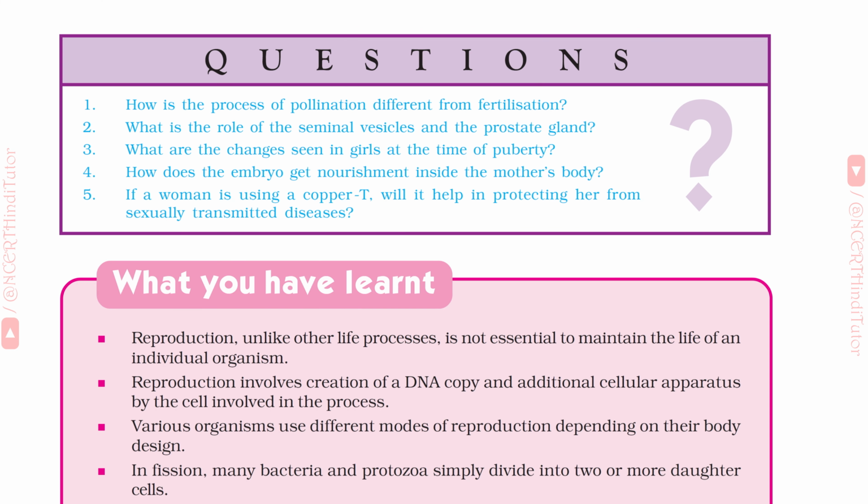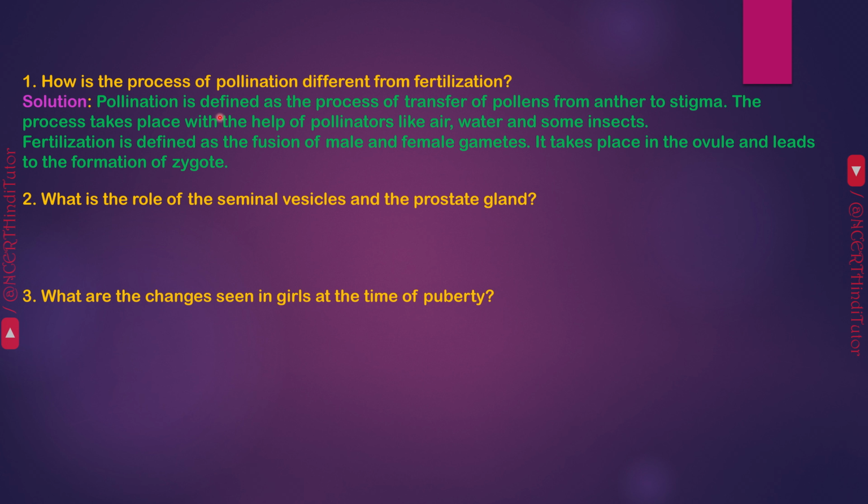Question 1. How is the process of pollination different from fertilization? Answer. Pollination is defined as the process of transfer of pollens from anther to stigma. The process takes place with the help of pollinators like air, water, and some insects. Fertilization is defined as the fusion of male and female gametes. It takes place in the ovule and leads to the formation of zygote.